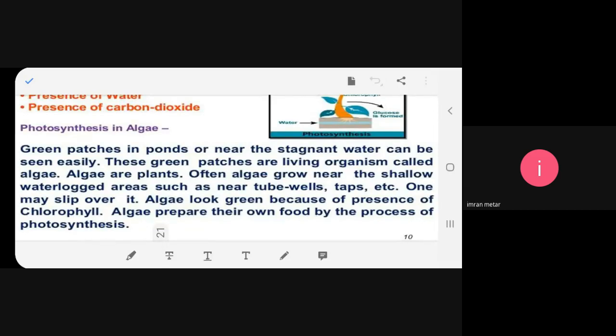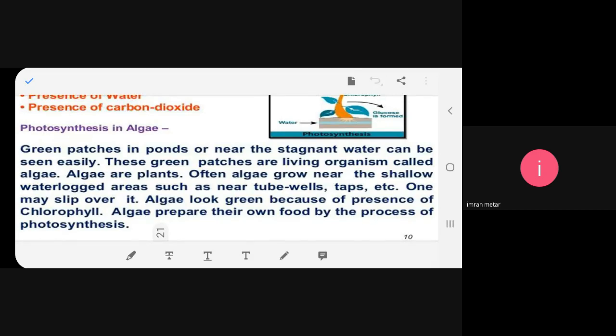Algae look green because of the presence of... One may slip over it. Read it again. I stop you there. One may slip over it. It's not sleep, it's slip. What did you say just now? Sleep. And what did I say? Slip. You have to close your mouth: one may slip over it. Algae look green. Very good.